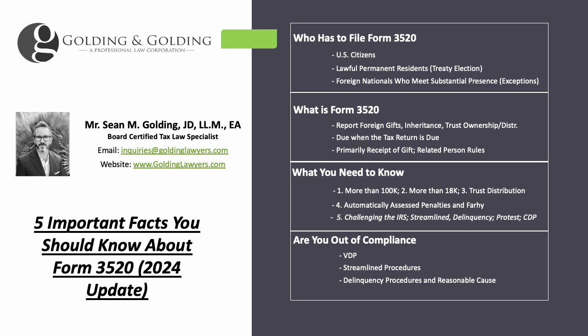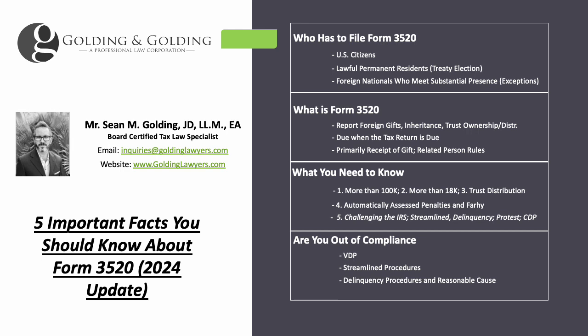Form 3520 is used to report foreign gifts. Foreign gifts includes foreign inheritances. It's also used to report when you own a foreign trust and if you are a U.S. person who gets a distribution from a foreign trust. So like you're a beneficiary of a foreign trust, maybe you're a discretionary beneficiary once in a while. Your sweet grandma allocates some of that money to you as a distribution. That's filed on Form 3520.